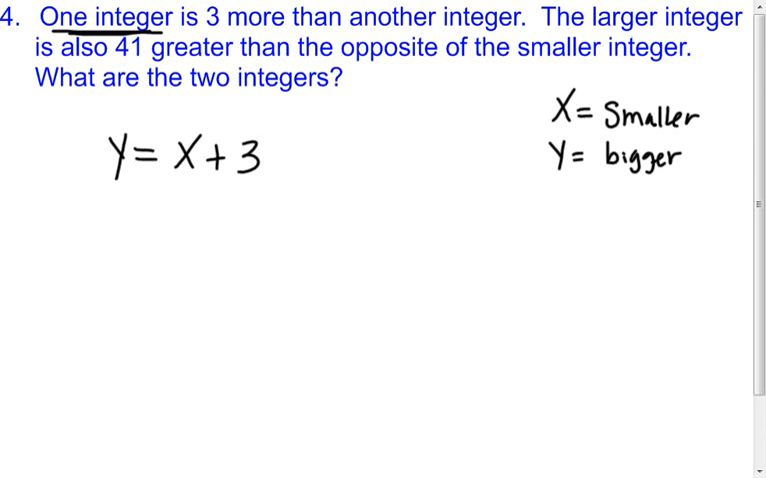In the next sentence, the larger one, which is y, is also 41 greater than. So that means I'm going to add 41 to something. And it's 41 greater than the opposite of the smaller. Well, the opposite of the smaller is negative x. Okay?